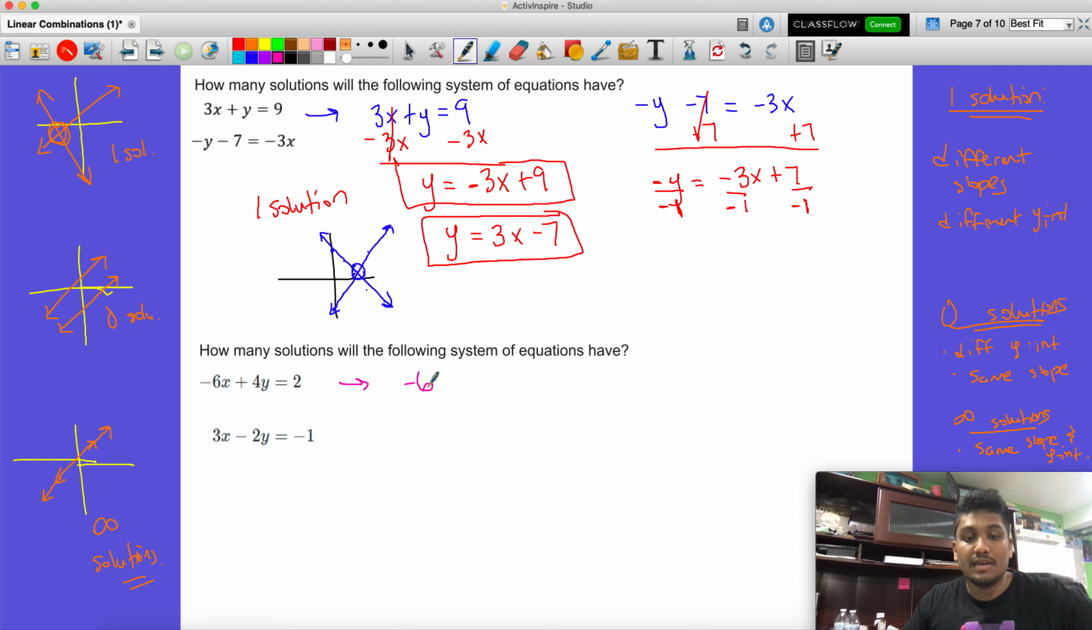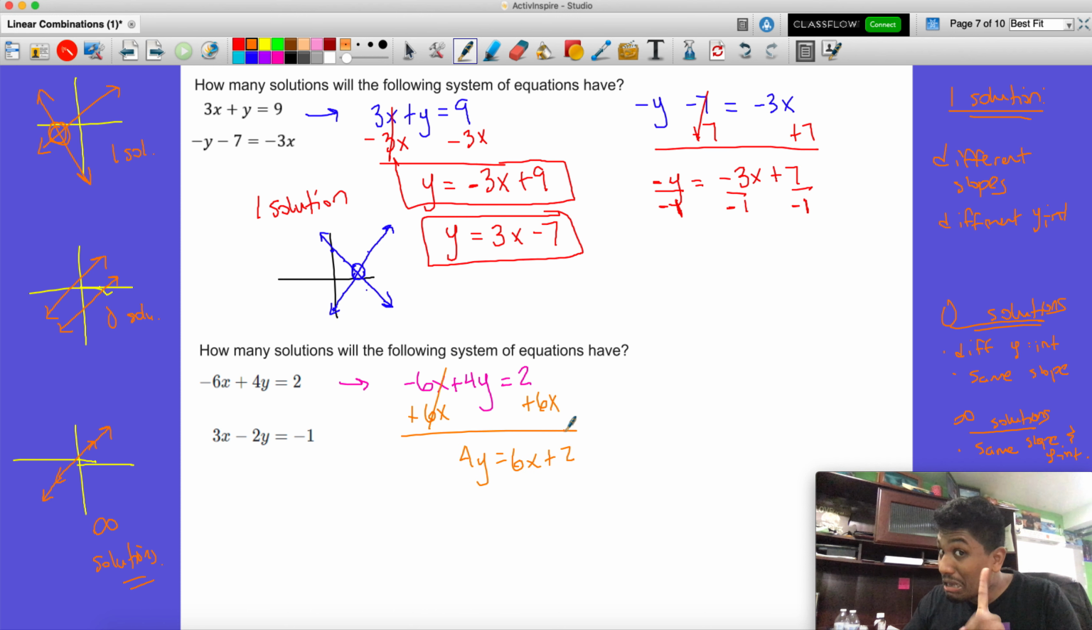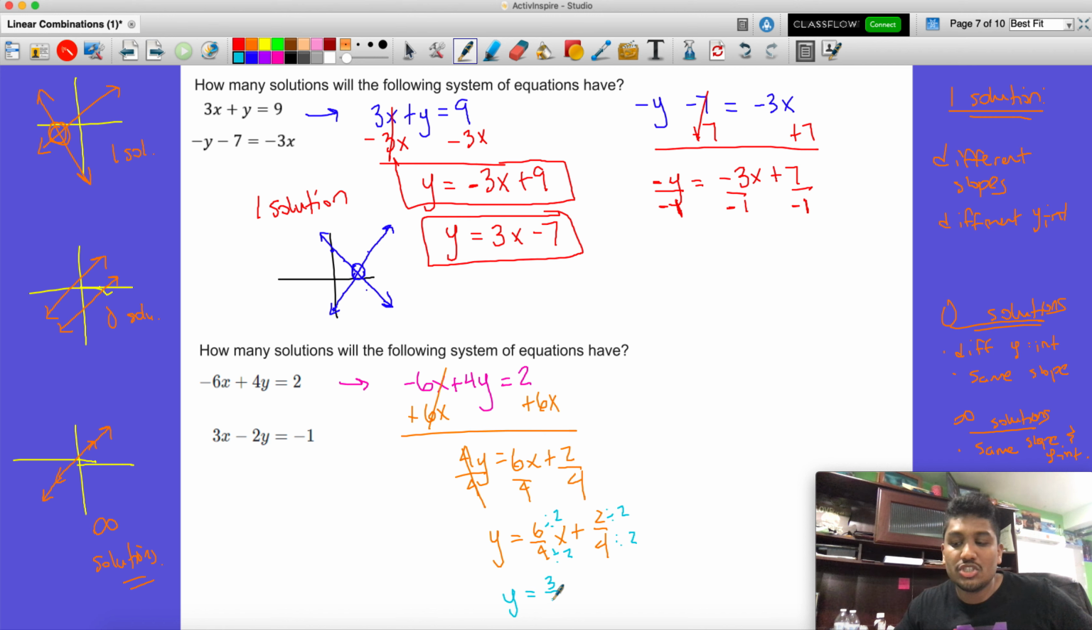All right, for number 2, same idea. Let's get them into slope-intercept form. We add 6x to both sides: 4y equals 6x plus 2, because you cannot combine them. Divide both sides by 4. y equals 6 over 4 x plus 2 over 4. And if you remember from a long time ago, we have to reduce these. Here you can divide by 2, and you can divide by 2. So we get y equals 3 over 2 x plus 1/2. That's this first line.